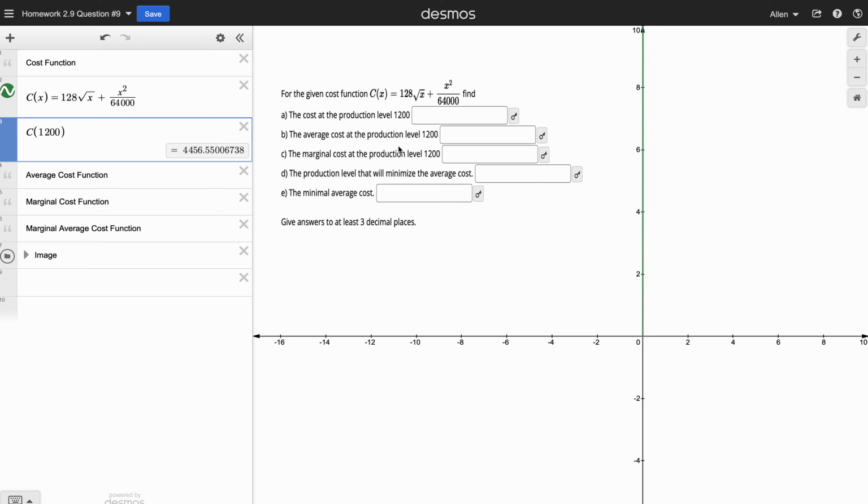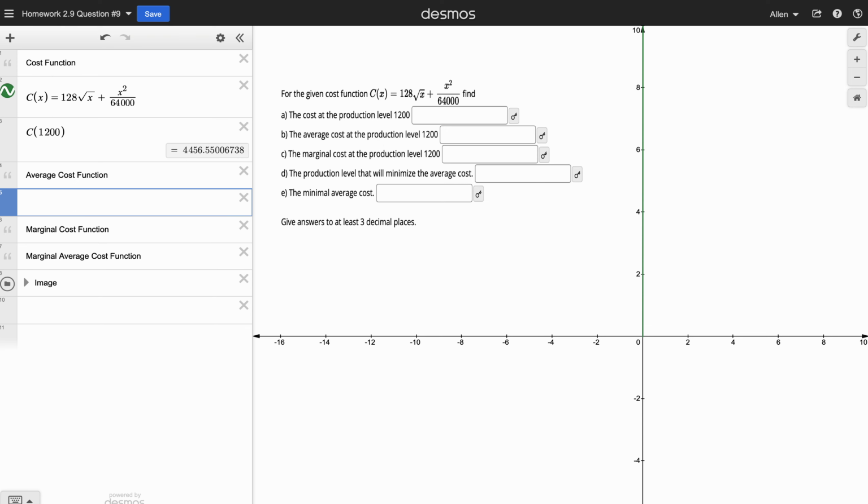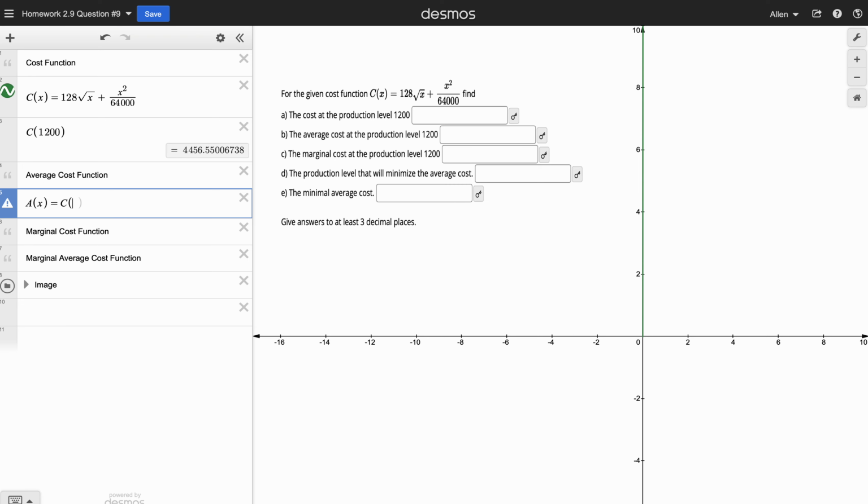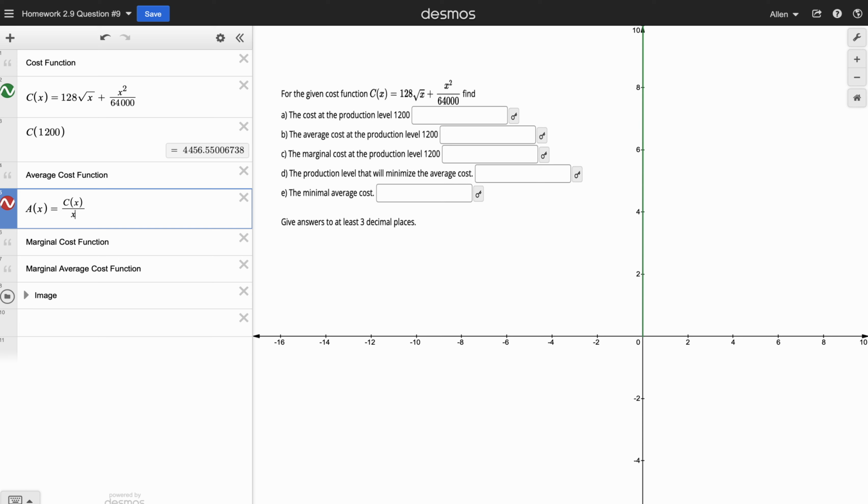The next thing they're asking me to do is find the average cost of production. So you have a couple of options. I know that I'm going to need the average cost function a little bit later, so I'm going to go ahead and type that one in here. Normally we would call this C bar of x, but I can't put a C bar in on Desmos, so I'll call it A for average cost, A of x. And remember, the average cost is just C of x divided by x.